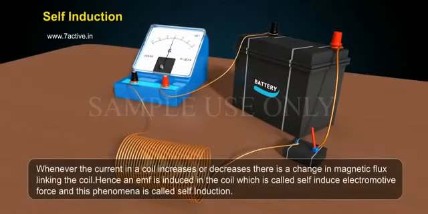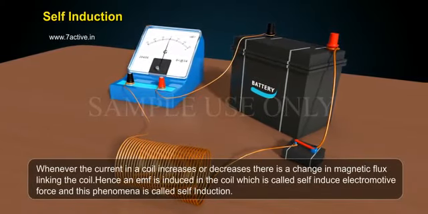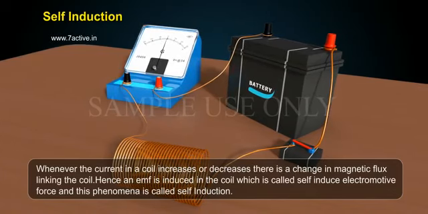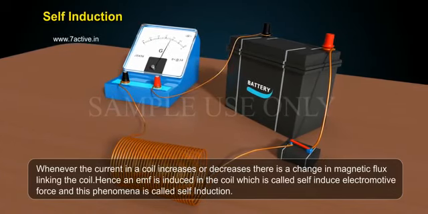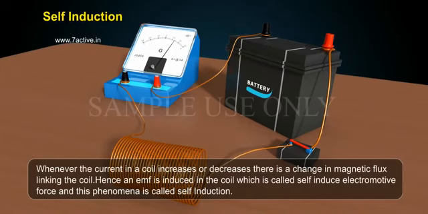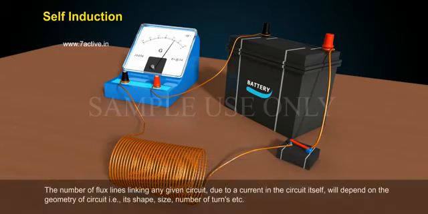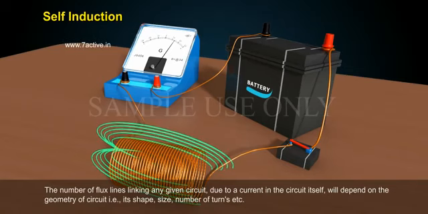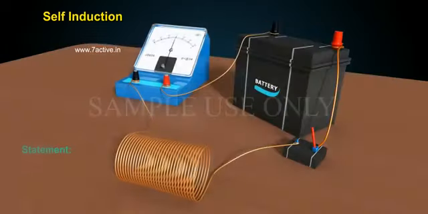Self-induction. Whenever the current in a coil increases or decreases, there is a change in magnetic flux linking the coil. Hence, an EMF is induced in the coil, which is called self-induced electromotive force, and this phenomenon is called self-induction. The number of flux lines linking any given circuit due to a current in the circuit itself will depend on the geometry of the circuit, that is, its shape, size, number of turns, etc.